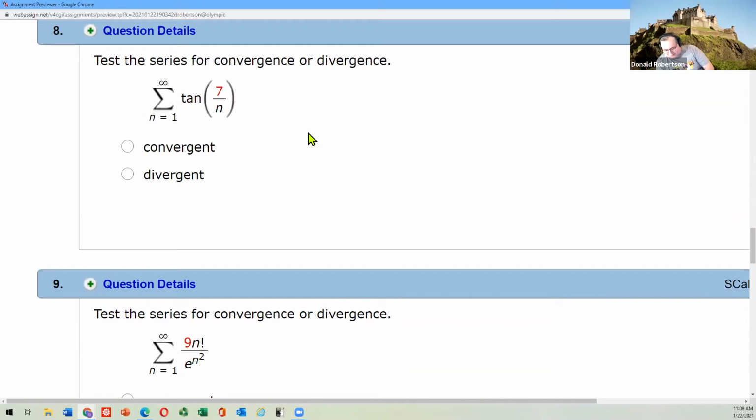Don't overthink 8. What test would work with 8? Can you do a limit comparison test? Oh, because of the 7 over n thing? Yeah, that would make sense, but go simpler than that. A different test.